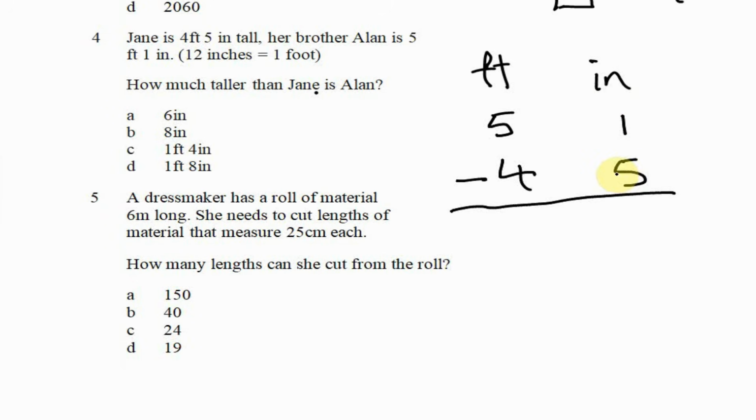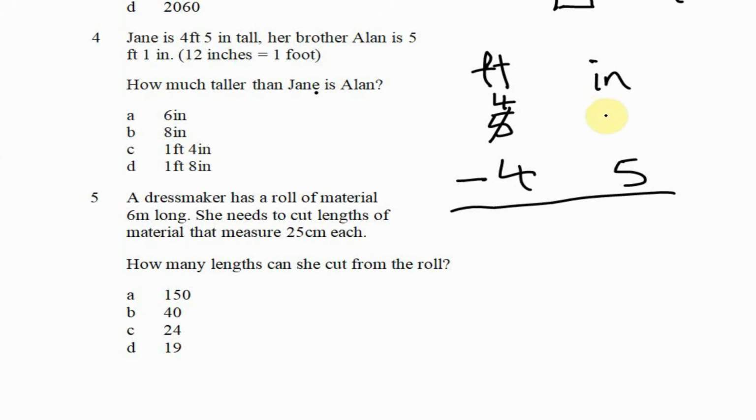So what we want to do here, we want to borrow from the feet column. So we're going to take 1 foot from the 5 feet here, leaving 4 feet. Now when we bring that 1 foot over to the inches section, that 1 foot would be equivalent to 12 inches. Recall 12 inches is equal to 1 foot. Now we need to add that 12 inches to the 1 inch that we already have here, and 12 inches plus 1 inch will give us what?